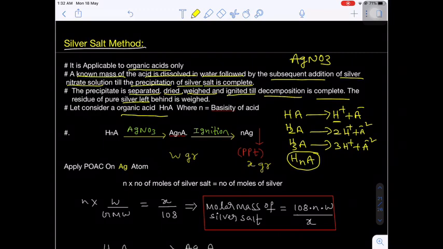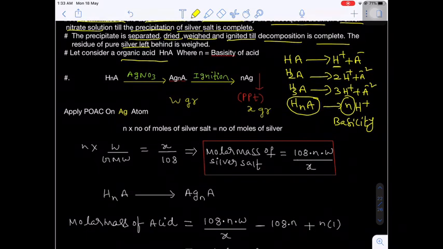Are you getting my point? It is giving n H plus ions, so n is the basicity of the acid. This is the general formula of the acid. The acid is treated with silver nitrate, so you will get the silver salt. The acid's H plus ions are replaced by the metal silver, so both will have the same valency. That's why I am writing the formula for the silver salt as AgnA. Upon heating, finally the silver will be precipitated.